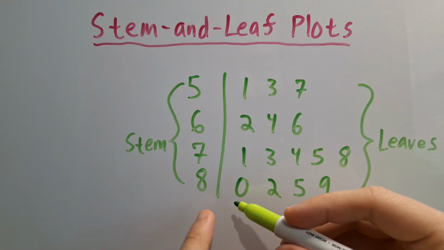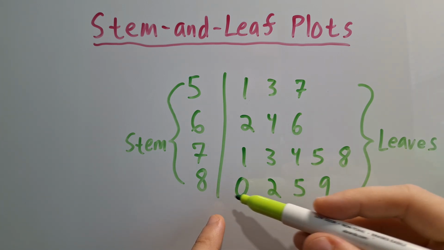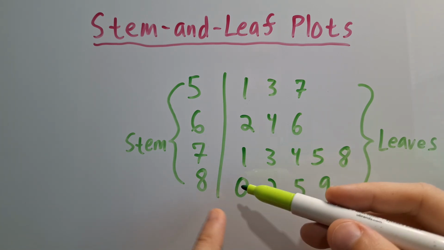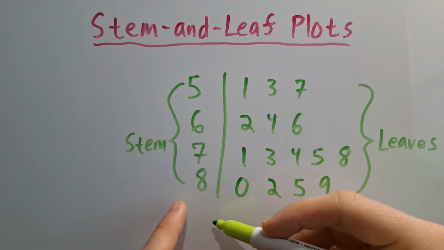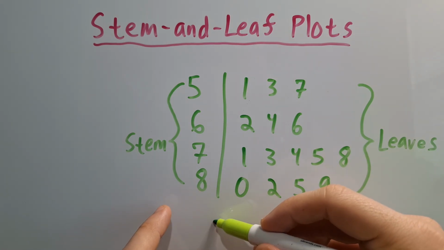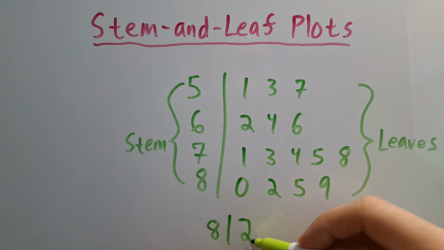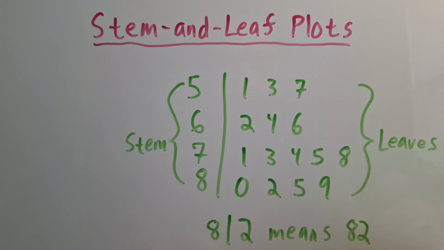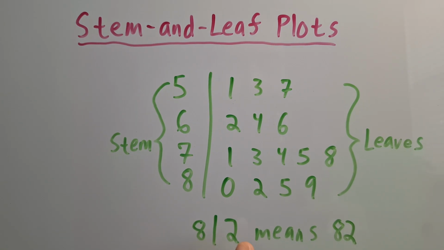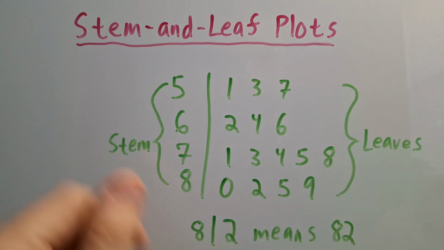As I mentioned before briefly, we might have some sort of legend or key indicating what kind of numbers we're dealing with. I don't know if these are whole numbers or decimals, but for an example, I'll say this: 8 | 2 means 82. So this is an example of this particular type of stem and leaf plot.